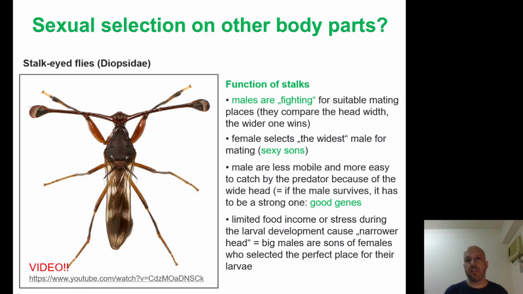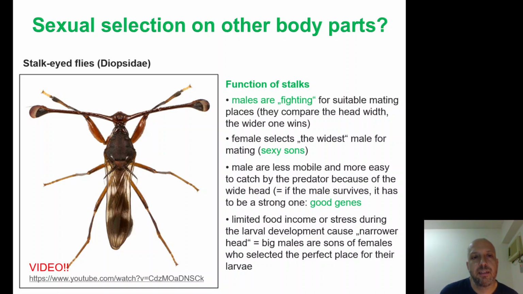And then the female, once she finds some kind of mating place and there are multiple males ready, the female is always selecting the widest male, right? So the idea is that if you select the widest male, then your son probably will get the good genes for the wide head, right? For the long eye stalks. That means that he will be more successful in finding the better mating place, and he will be more often chosen by the female. So he will also have more babies, right? So this is the sexy sons strategy.